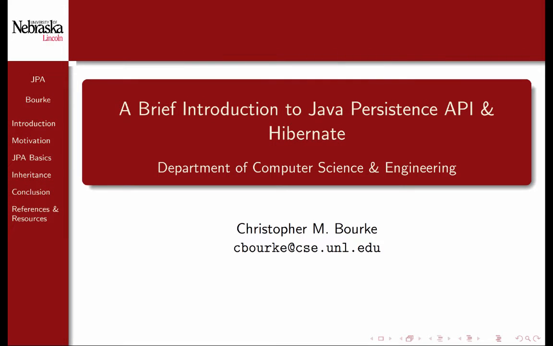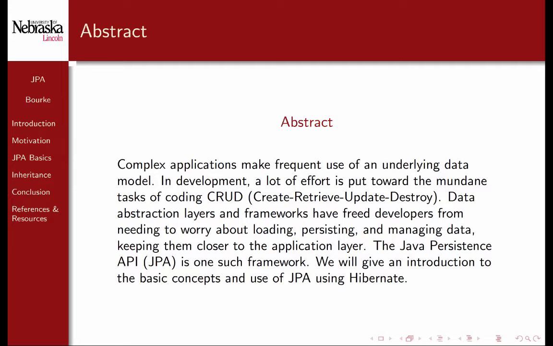This is an introduction to the Java Persistence API, or JPA, and in particular Hibernate. Complex applications make frequent use of an underlying data model. In development, a lot of effort is put towards mundane tasks of coding CRUD, create, retrieve, update, and destroy. Data abstraction layers and frameworks have freed developers from needing to worry about loading, persisting, and managing data, keeping them closer to the application layer.